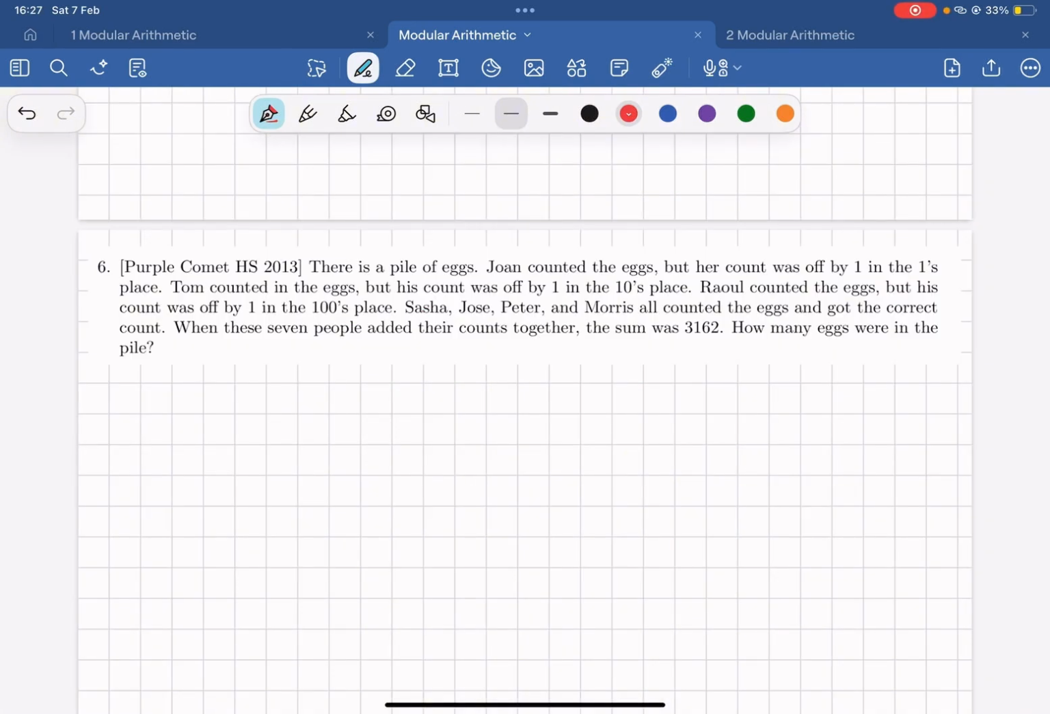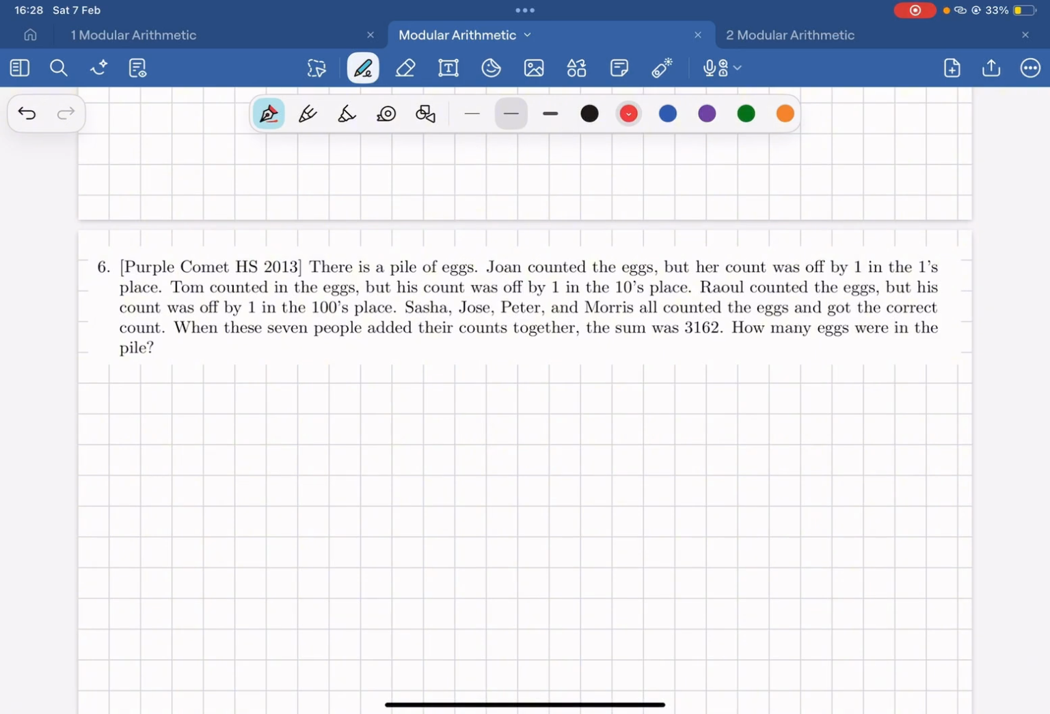Question 6. There's a pile of eggs. Joanne counted the eggs, but her count was off by 1 in the ones place. Tom counted the eggs, but his count was off by 1 in the tens place. Raul counted the eggs, but his count was off by 1 in the hundreds place. Sasha, Jose, Peter, and Morris all counted the eggs and got the correct count. When these 7 people added their counts together, their sum was 3,162. How many eggs were in the pile?